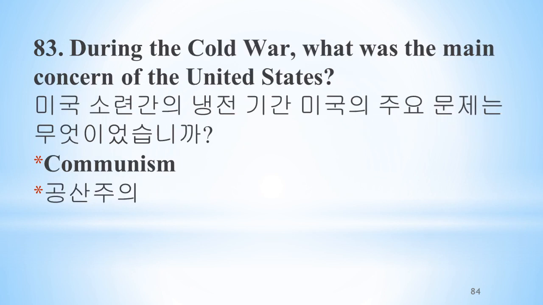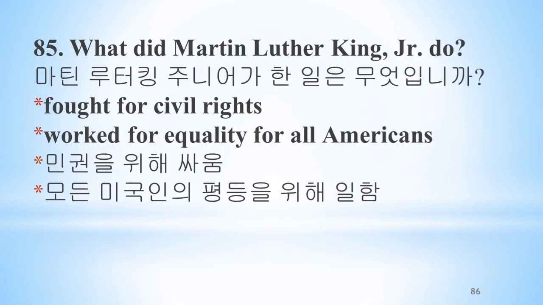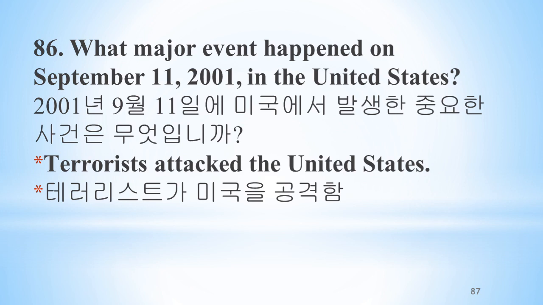During the Cold War, what was the main concern of the United States? Communism. What movement tried to end racial discrimination? The Civil Rights Movement. What did Martin Luther King Jr. do? Fought for civil rights. Worked for equality for all Americans. What major event happened on September 11, 2001 in the United States? Terrorists attacked the United States.